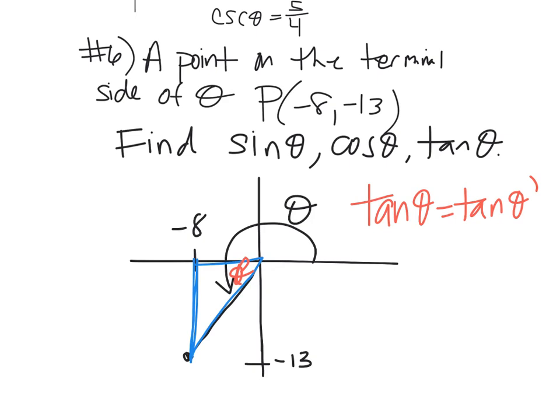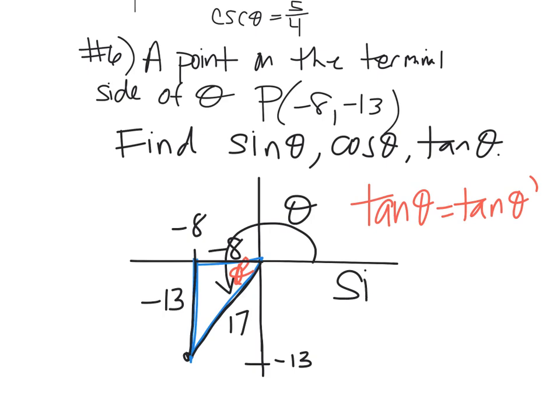And so this side here is -8. This is -13, and this is the old 8, 13, 17 triangle. 8, 13, 17 triangle. But make sure you keep them as -8, -13, and the hypotenuse is always positive. Okay, so now we're ready to evaluate.